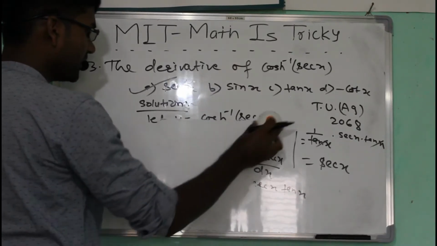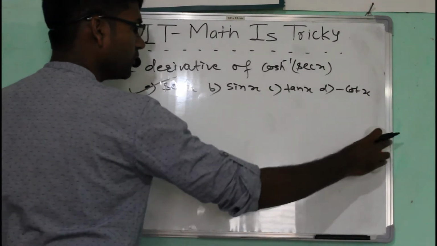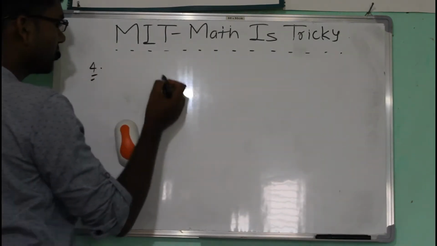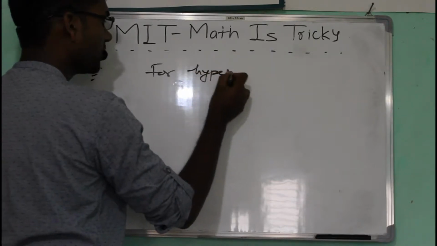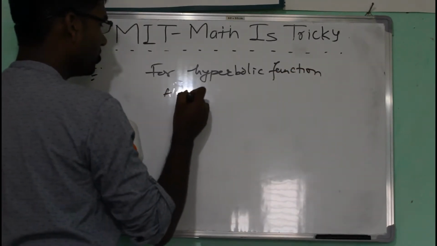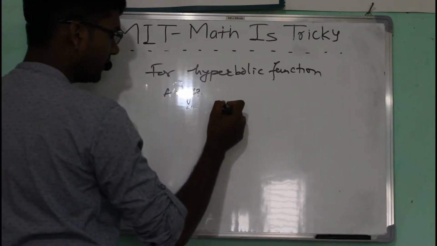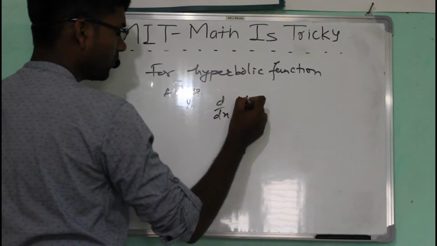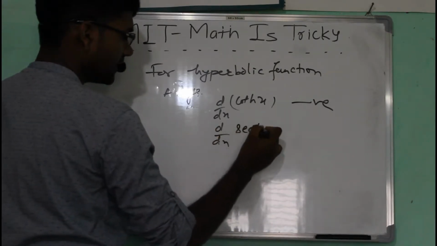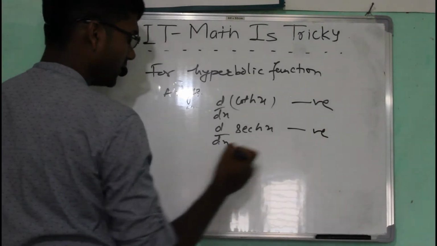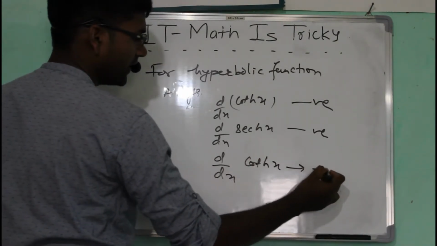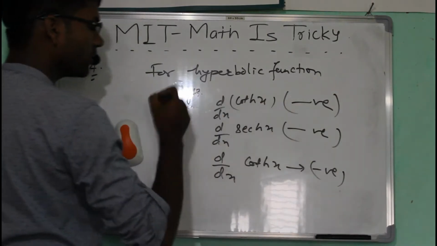So one more thing I will be sharing about hyperbolic functions. Always remember this trick, it is very important. For hyperbolic functions, the derivative d by dx of cot hx will be negative. Again d by dx of sec hx will be negative. Then d by dx of cosec hx will always be negative. It's all negative, and the others will all be positive.